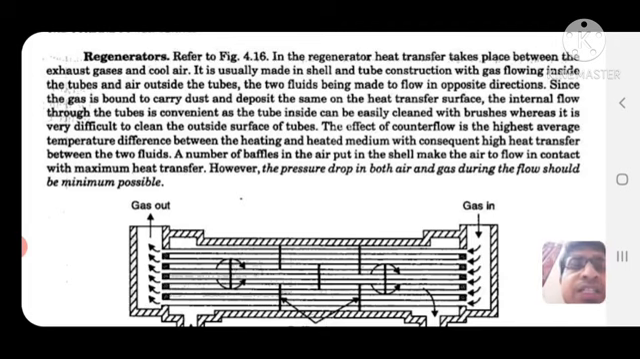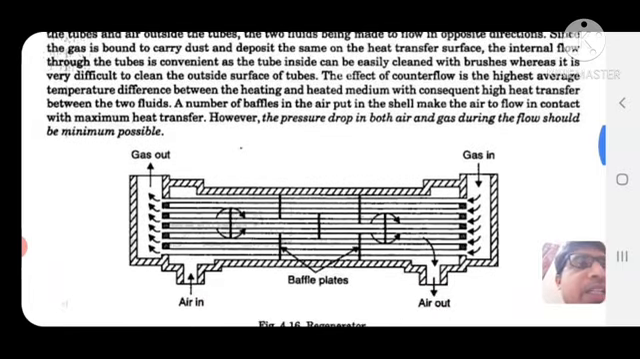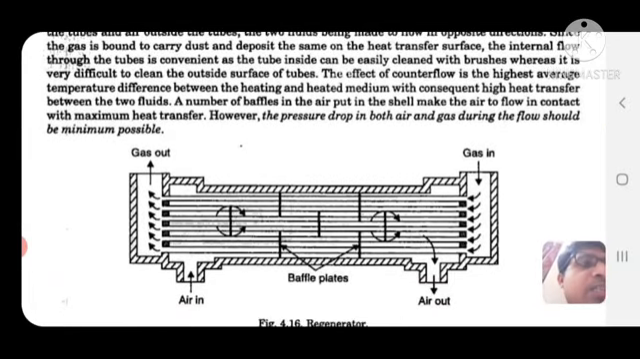The internal flow through the tubes is convenient, as the tube inside can be easily cleaned with brushes, whereas it is very difficult to clean the outside surface of the tube. The effect of counterflow is the highest average temperature difference between the heating and heated medium, with consequent high heat transfer between the two fluids.